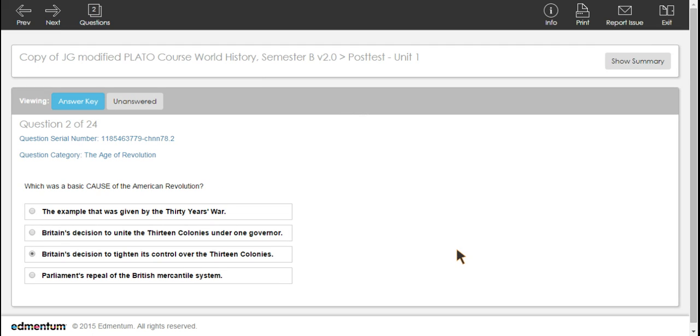Which was a basic cause of the American Revolution? The example that was given by the 30 Years' War, Britain's decision to unite the 13 colonies under one governor, Britain's decision to tighten its control over the 13 colonies, or Parliament's repeal of the British mercantile system. Our correct answer is their decision to tighten their control over the 13 colonies.